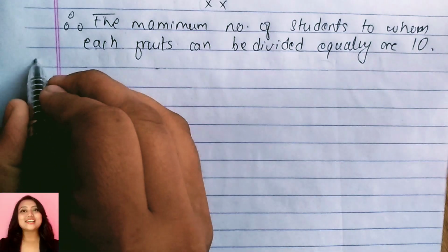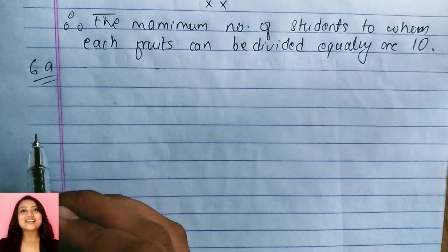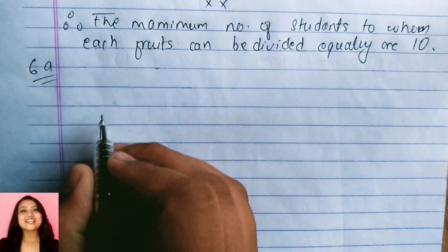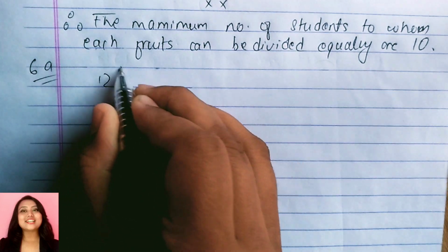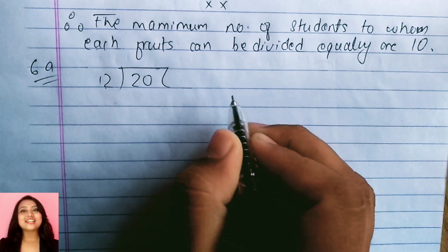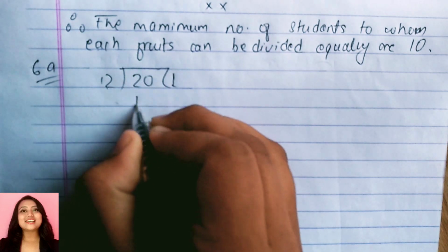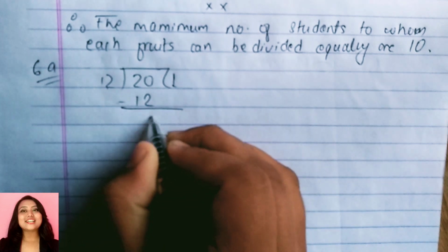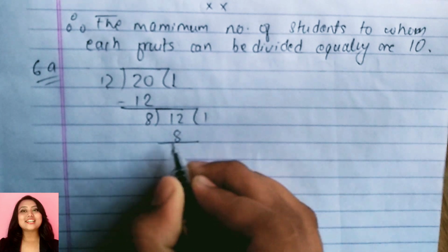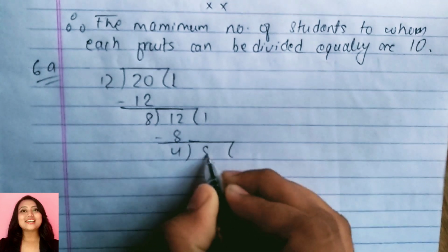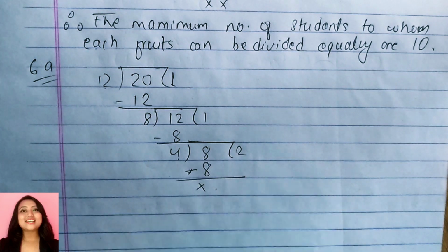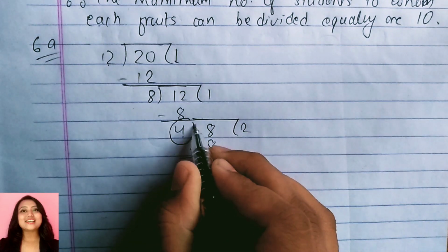Here in question 6a, 12 mangoes are there and 20 apples are there. So I'm doing it in a direct way. 12 is the divisor and 20 the dividend. 12 ones are 12. The remainder is 8. 8 will again divide 12. 8 ones are 8. The remaining is 4. Now 8 will be here. 4 twos are 8, so minus, and the remainder is 0. So here is the highest number of students.